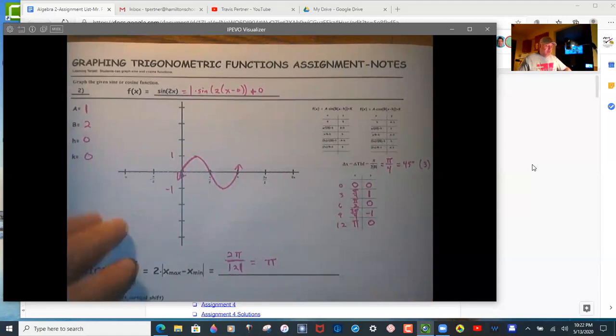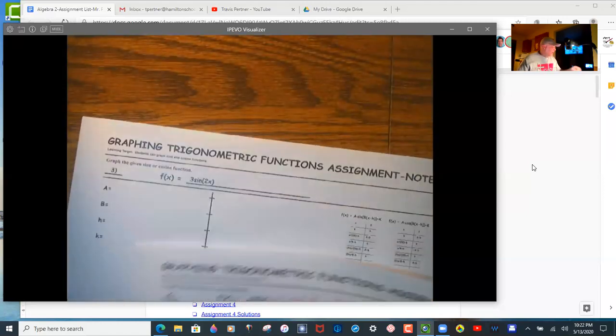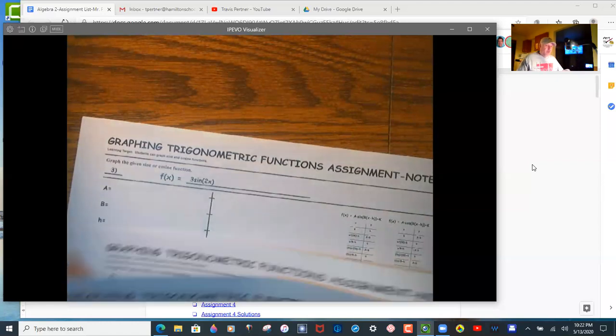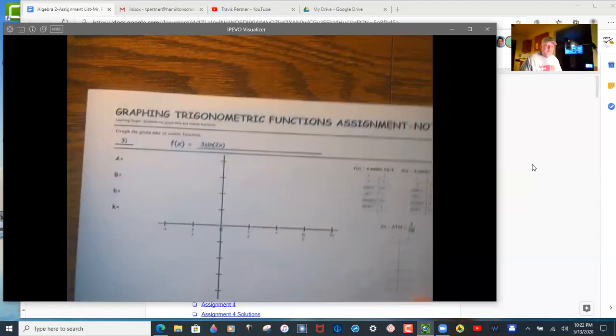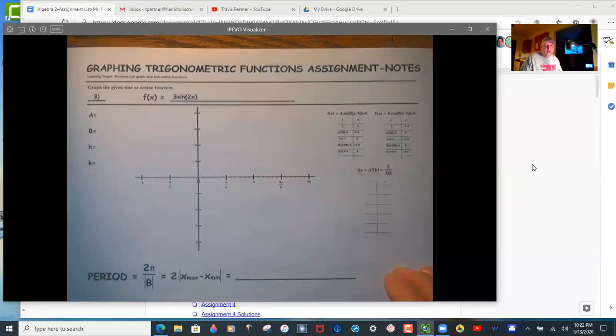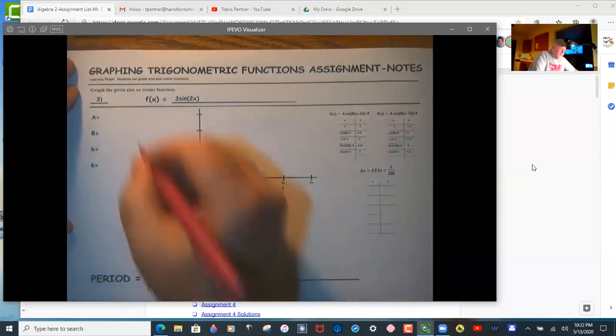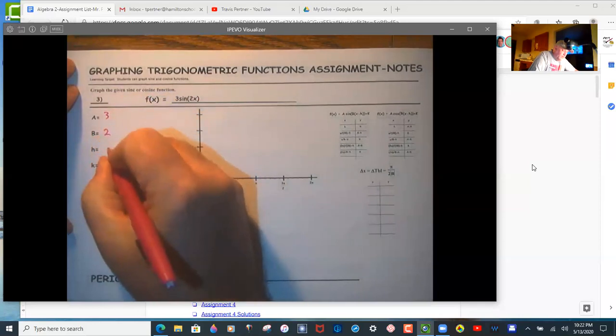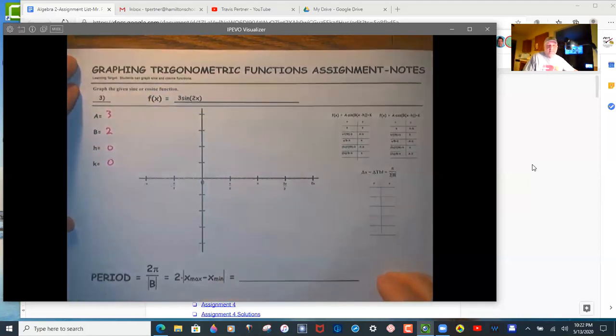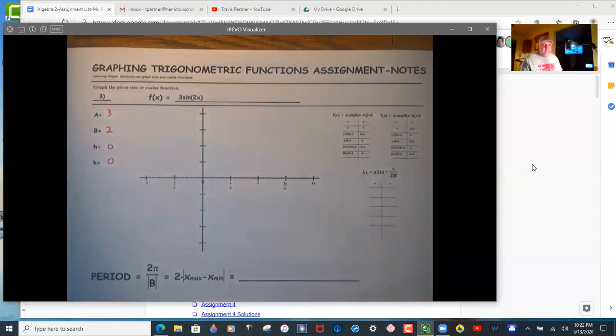And then these are used to model certain wave phenomena. And it's important to be able to apply them. That's going to be our last assignment. So 3, 2, 0, and 0. Again, I'm not going to write that down every time, but still at 0, 0 for H and K.